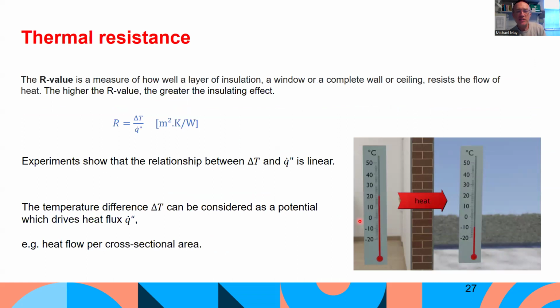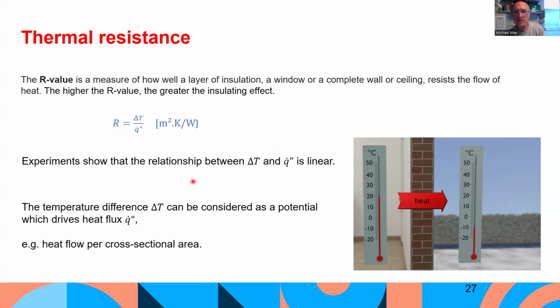So the R value is a measure of how well a layer of insulation, a window, or a complete wall or ceiling resists the flow of heat. The higher the R value, the greater the insulating effect. The R value is useful because we don't want to be calculating large areas, so in this case we just express it per unit area. And what we see here is that the relationship between the delta T and the heat transfer flux is linear, it's proportional, and it's defined by this R value.